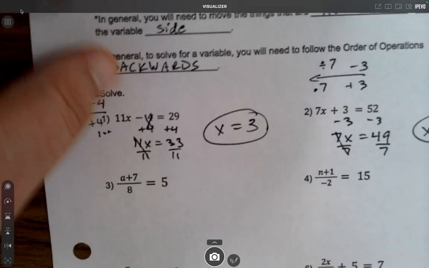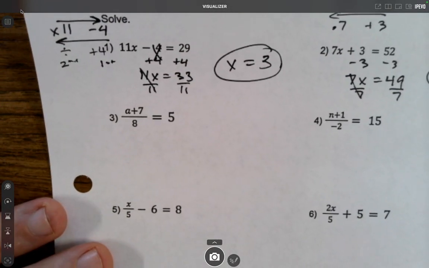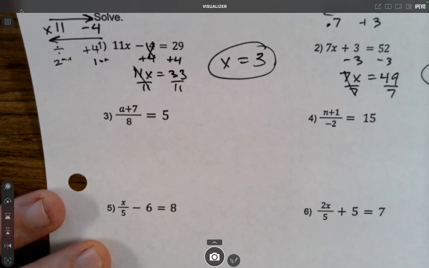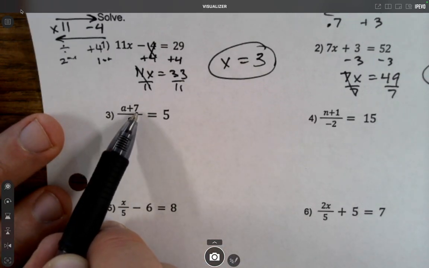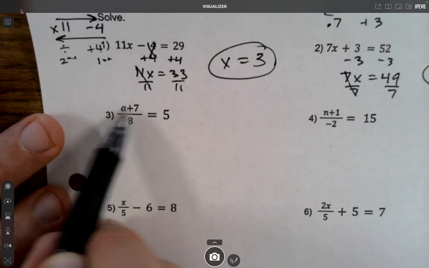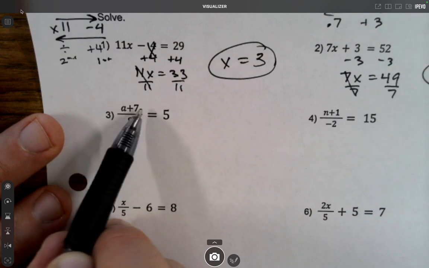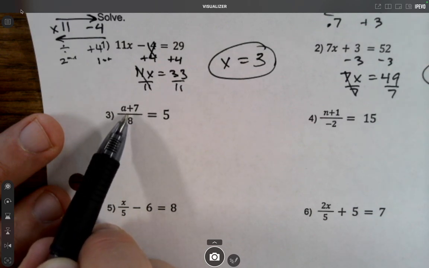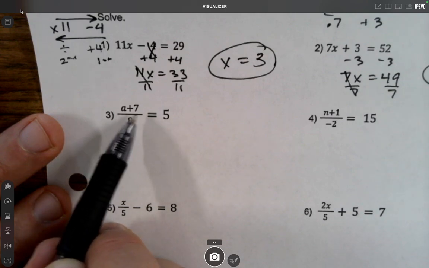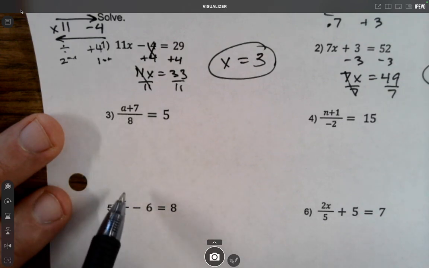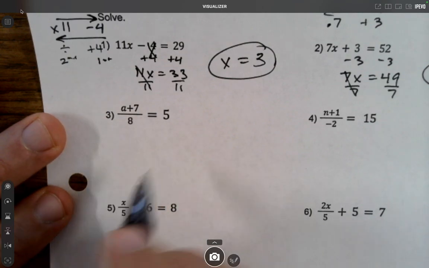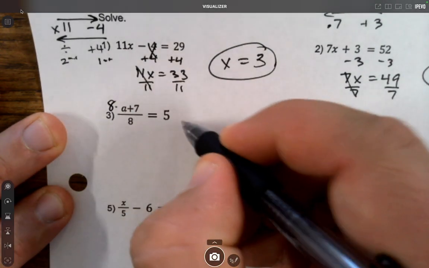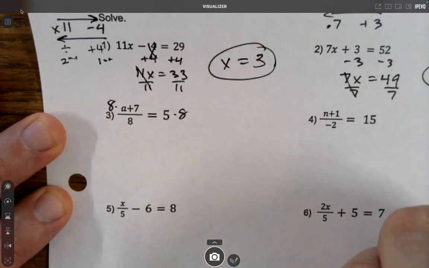Okay, so we use that line of thinking in number 3. Take what's farthest away from the variable and move that first. Well, the 7 is up top in the same part of the fraction as the a. So it's closer to the a because they're both in the numerator. 8's farther away because we've got this huge line separating the two of them, and 8's in the denominator. So we're dividing by 8. We want to do the opposite. We'll multiply both sides by 8.